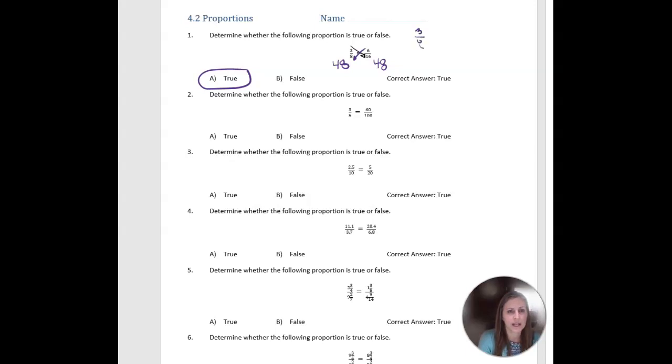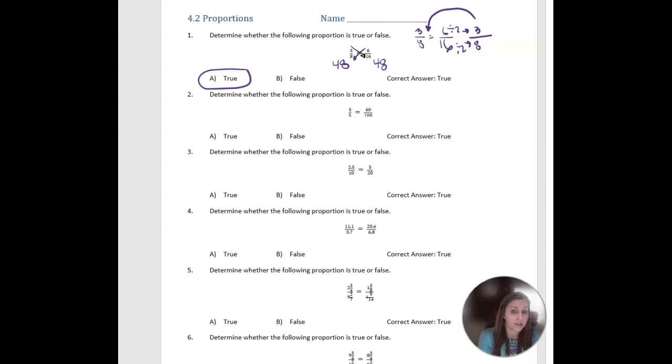Okay, so 3/8 equals 6/16. We could reduce 6/16. 6 and 16 are both divisible by 2. So if we reduce these by 2, 6 divided by 2 is 3, and 16 divided by 2 is 8. So we get 3/8, which is exactly like the first fraction. So that would be true.